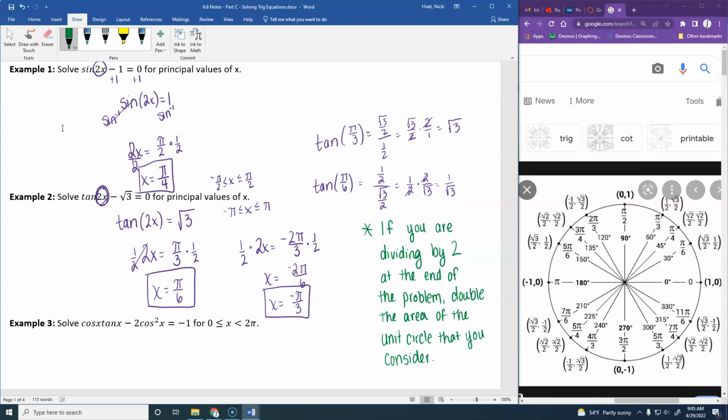Now, what is going to happen on these, if you don't do that last step, you're going to get one of the answers right. You will miss one of the others. It'll give you half credit whenever you do that.